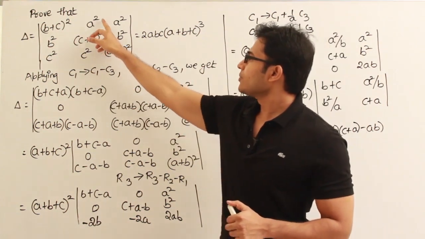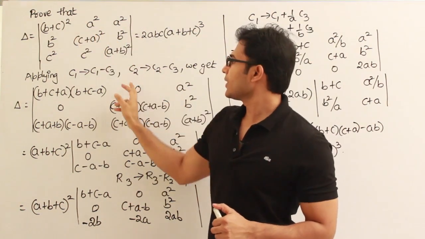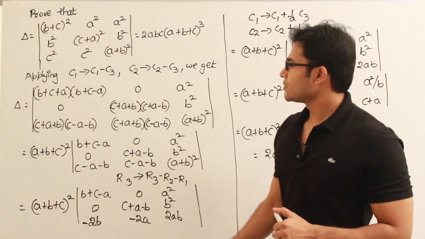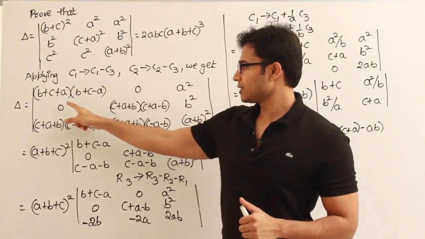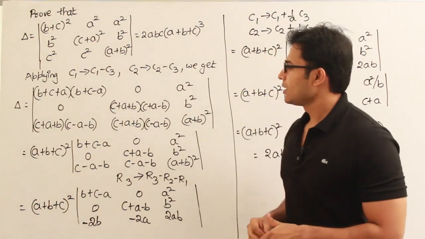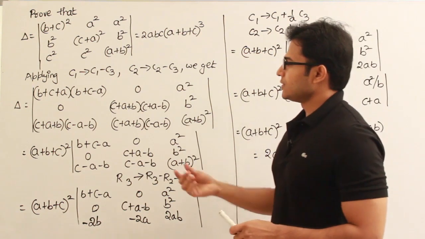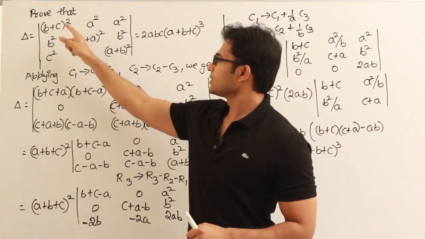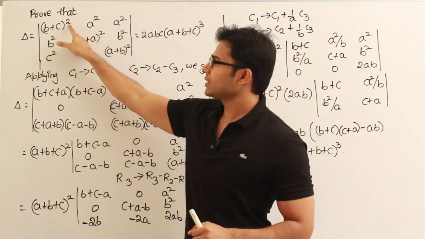And again, in order to make this one as 0, I'll take column 3 and subtract it from column 2, then I'll get this as 0, right? So I did these two transformations, then we got this. So here and here we got it, right? And now after doing this, I have expanded this like this. So we get (b plus c) square minus a square.